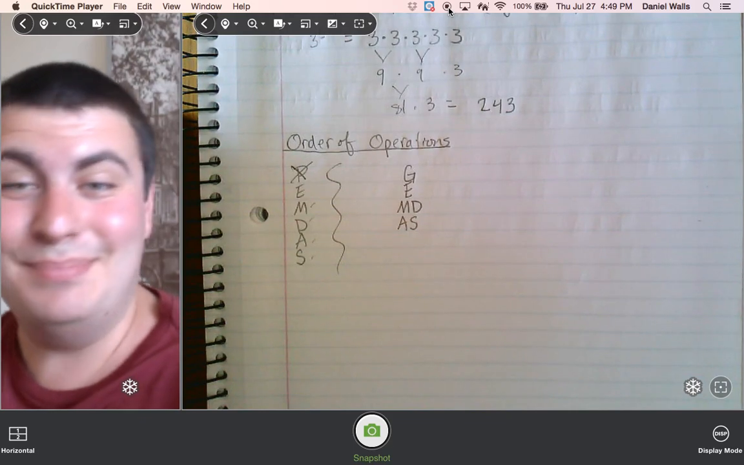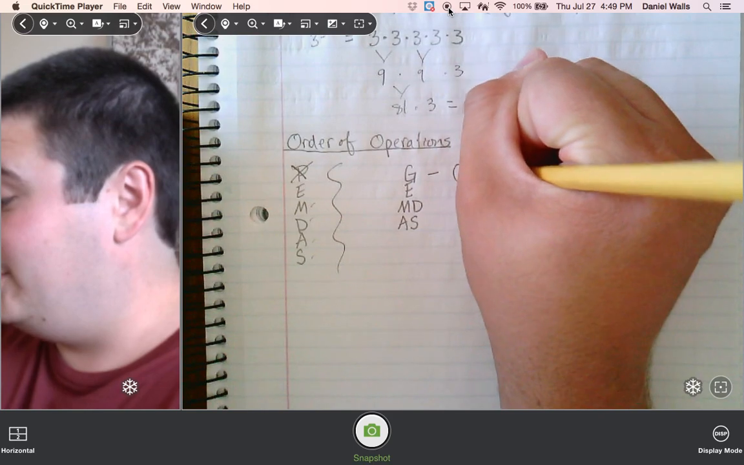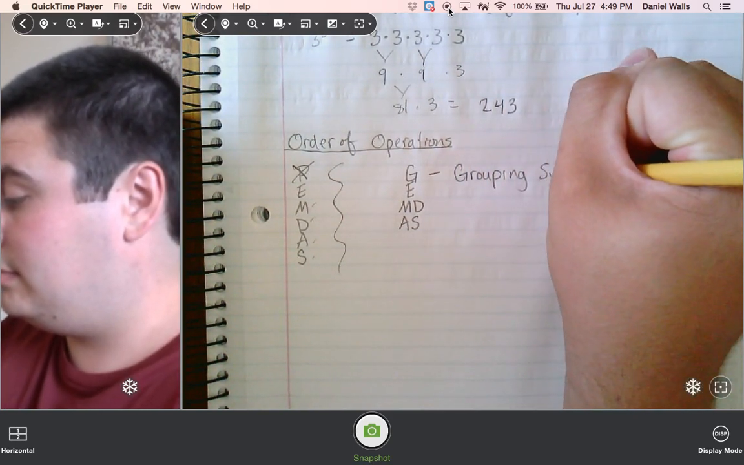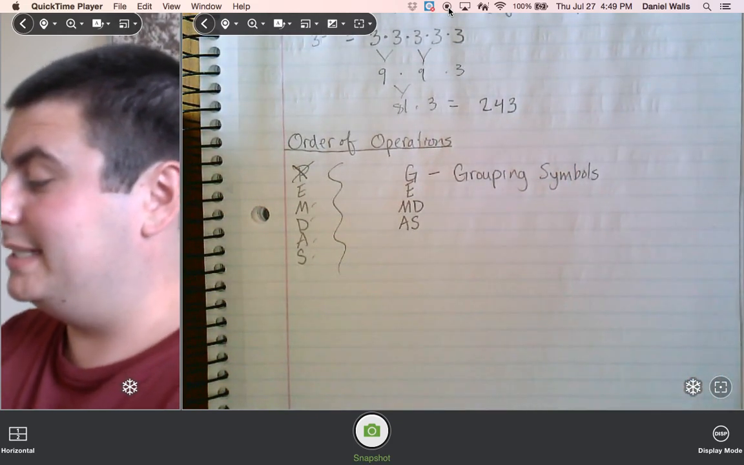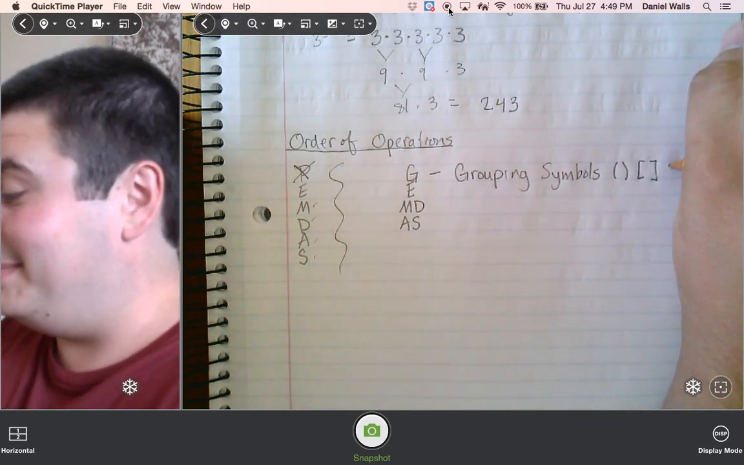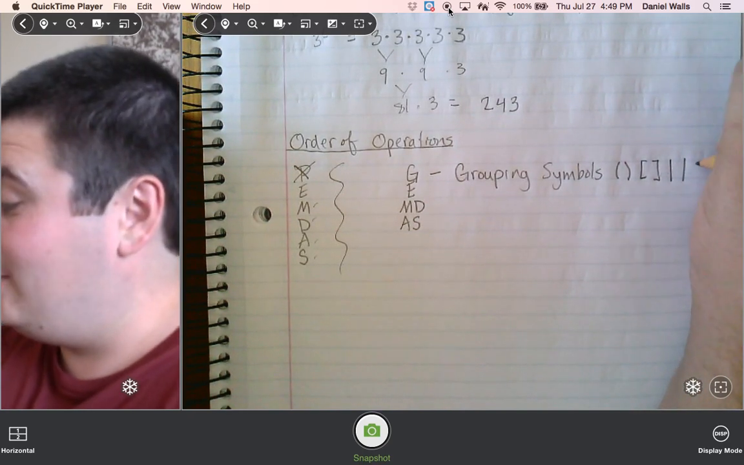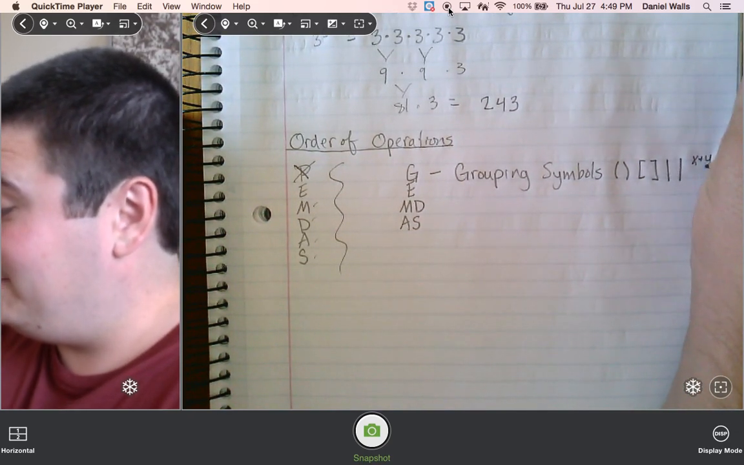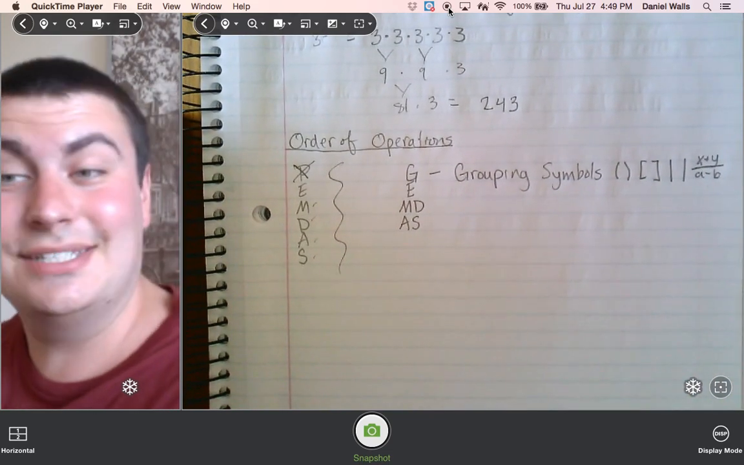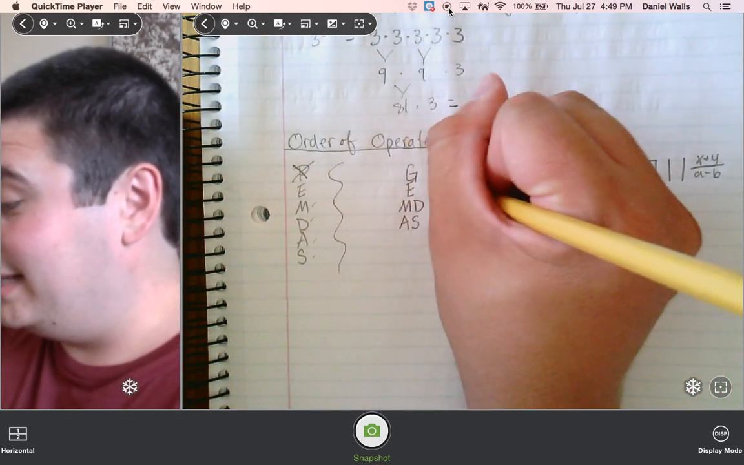And we can call it GEMDAS. So G standing for what is in grouping symbols. Some grouping symbols that we may look at may be parentheses, they may be brackets, they may be absolute values, which we'll look at a little bit later on, or they may be fraction bars. We could use fraction bars as grouping symbols as well, meaning the top is a group and the bottom's a group. E, we look at exponents.